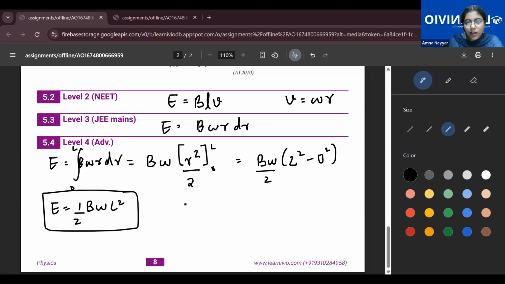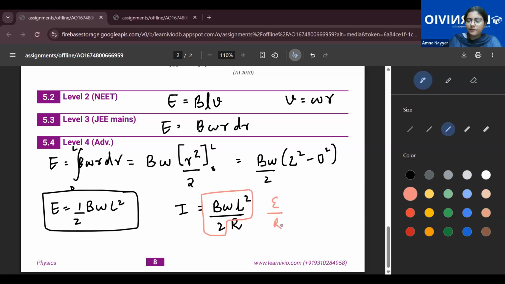And if you have to calculate current, current is equal to EMF divided by the resistance. So which is equal to B omega L square divided by 2R. Basically, we have taken this EMF divided by the resistance.